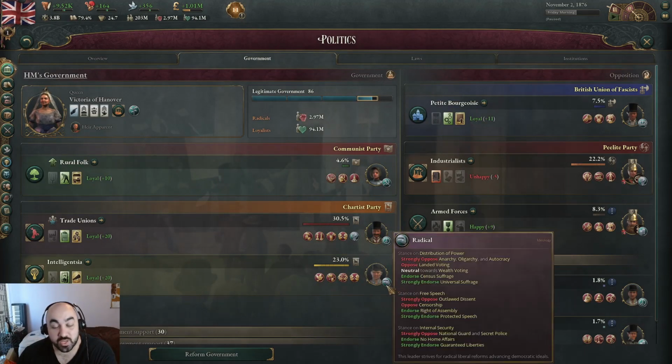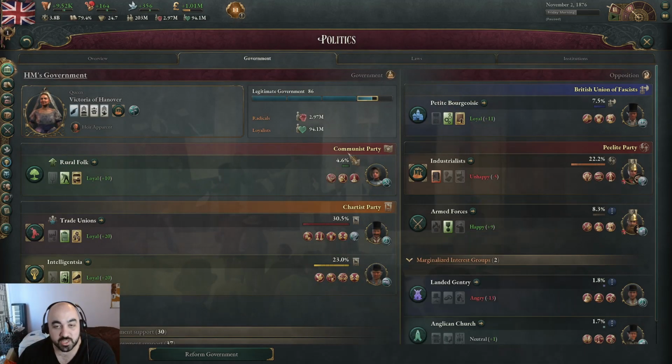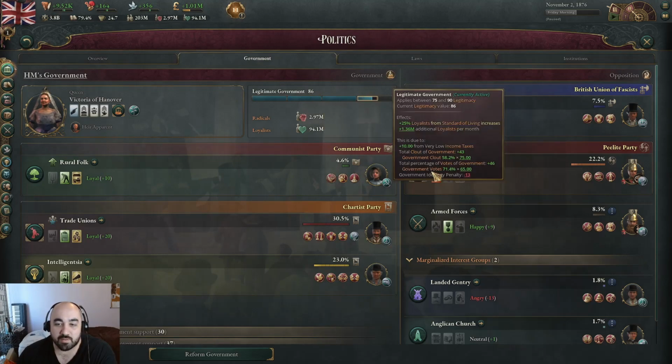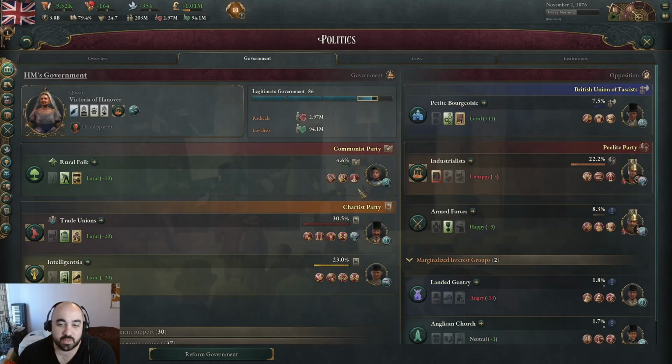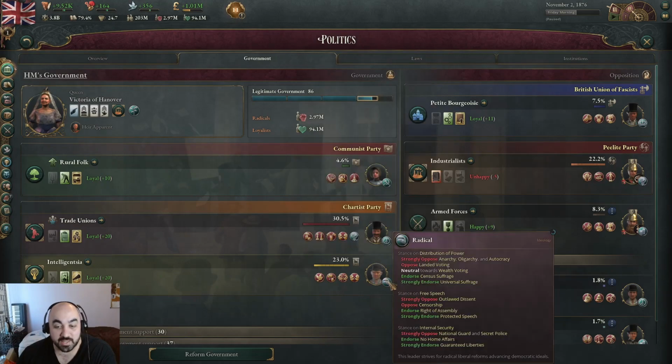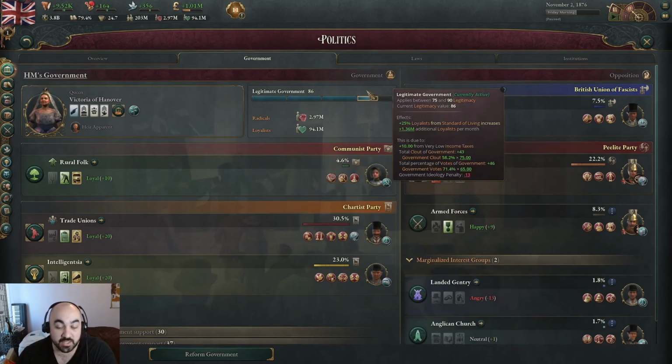Another way to also keep the government really, really legitimate is that you get a malus for government ideology. If all these people have a different idea of which laws are best, then you will run a penalty. One way to avoid this penalty is, as we mentioned earlier, the ideologies. If everyone has the same ideology, you tend to have a very legitimate government.